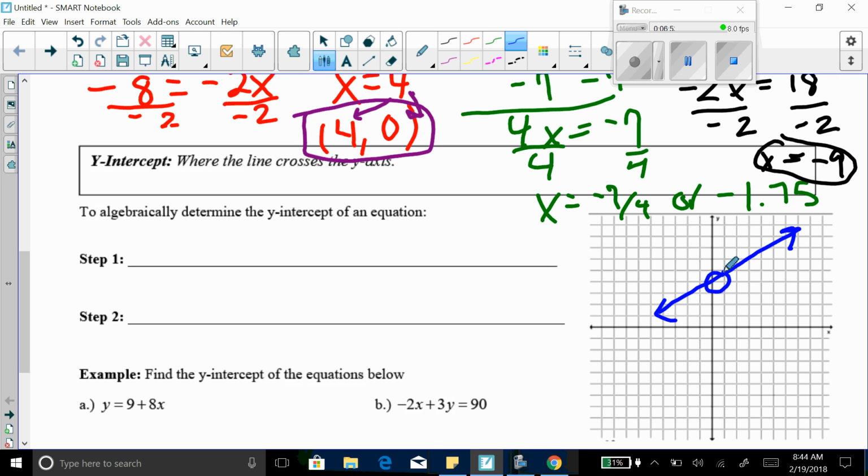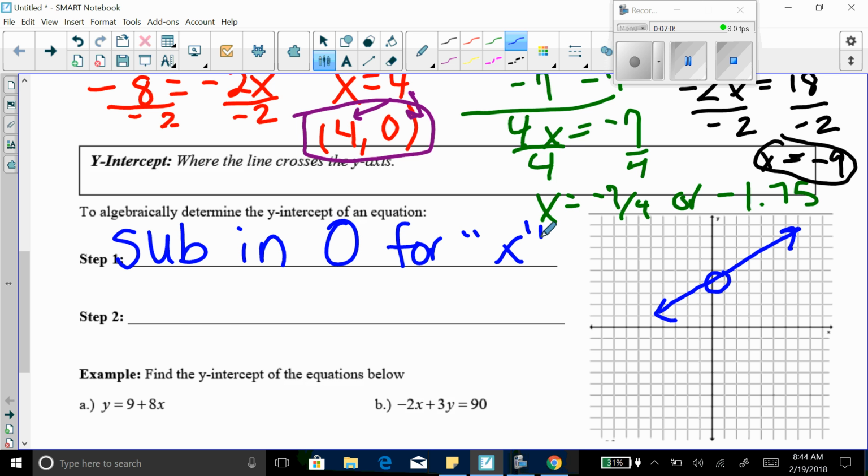So, to algebraically determine the y-intercept, let's get rid of the x. So, we're going to sub in 0 for x, and then solve for y. So basically, when you're trying to find the intercepts, you're getting rid of the letter that they don't want. So if I'm finding the y-intercept, let's keep the y. If I'm finding the x-intercept, let's keep the x.